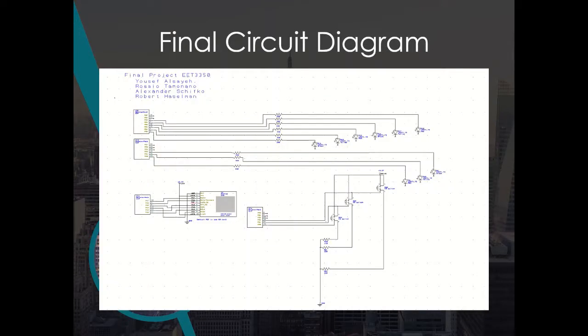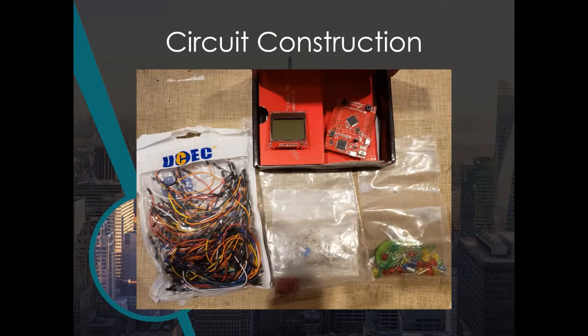This is our final circuit diagram. It included 3 lights, 1 for each of the roads, and 3 push buttons, 1 for each of the roads. It also included our implementation of the Nokia 5110 LCD. And these are the supplies we gathered in order to create the circuit.